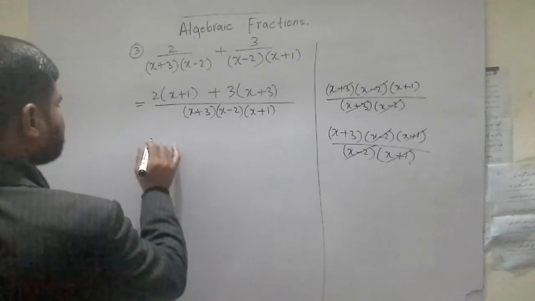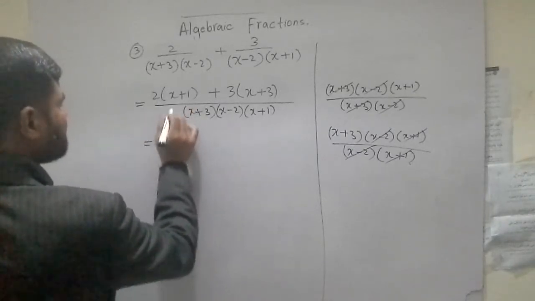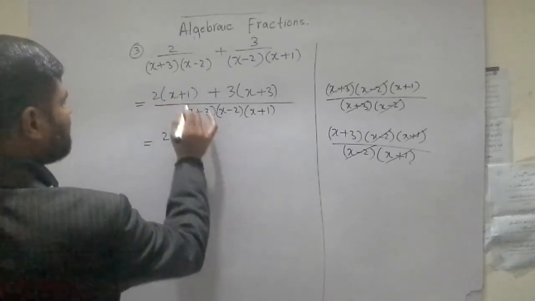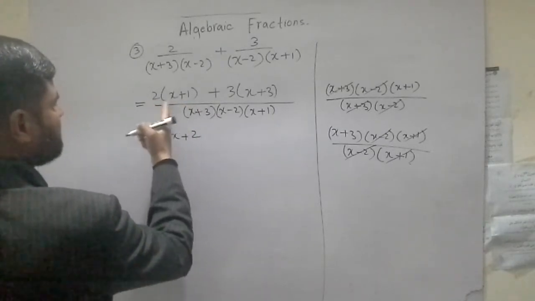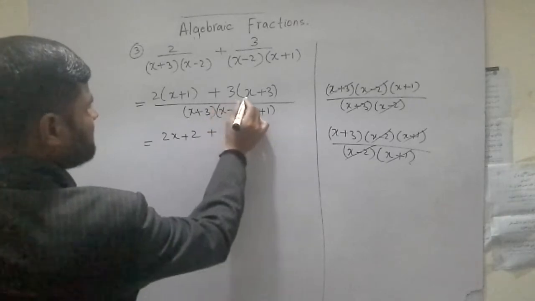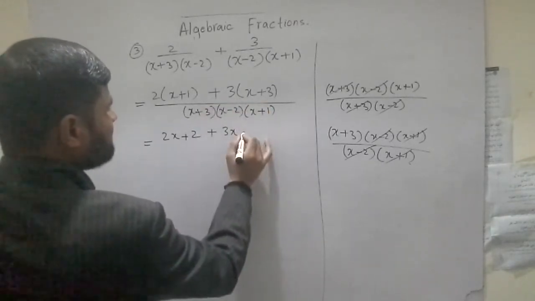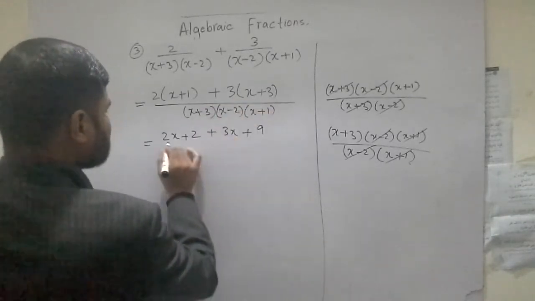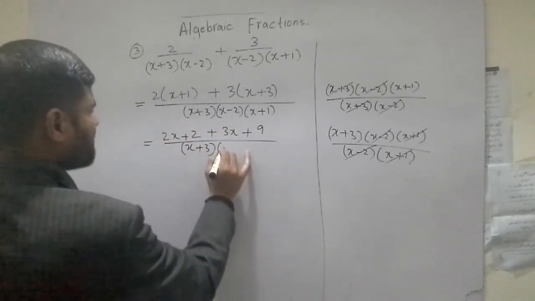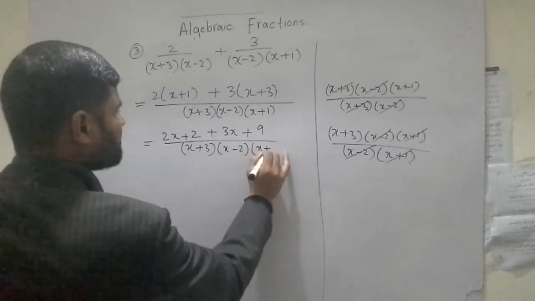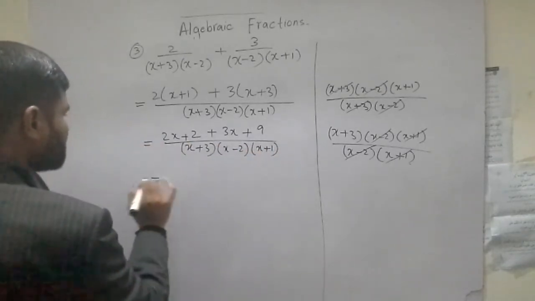Now expanding, 2 times x is 2x plus 2 times 1 is 2. Here whatever is inside the bracket needs to be multiplied with this 2 outside. Now plus 3 times x is 3x plus 3 times 3 is 9. At the denominator we just need to keep the denominator the same. We don't need to expand it since we want the simplified form.